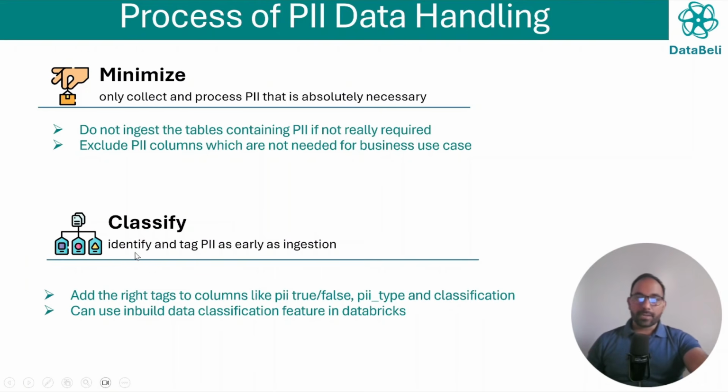And in terms of classify, we can add the right tags to the columns like PII, whether it is true or false, PII type, and classification. So depending on our need, we can create custom tags and attach them to the tables. And also Databricks has a latest feature where if we enable it at a catalog level, it will automatically identify the PII columns and add the tags automatically. So these things we will see in the demo.